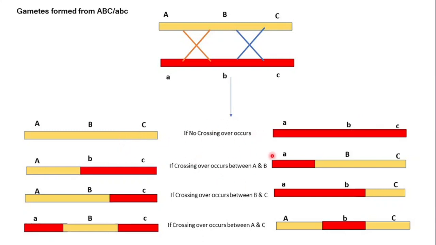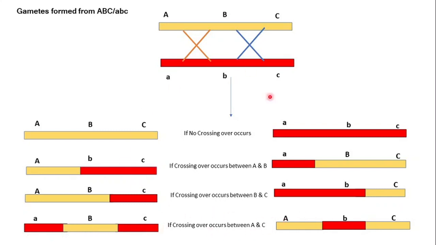If crossing over occurs between A and B, then automatically we can expect this type of combination of gametes. If crossing over occurs between B and C, then automatically we can expect these two gametes. If crossing over occurs between A and C, that is nothing but a double crossing over, then we can expect recombinant gametes like this.